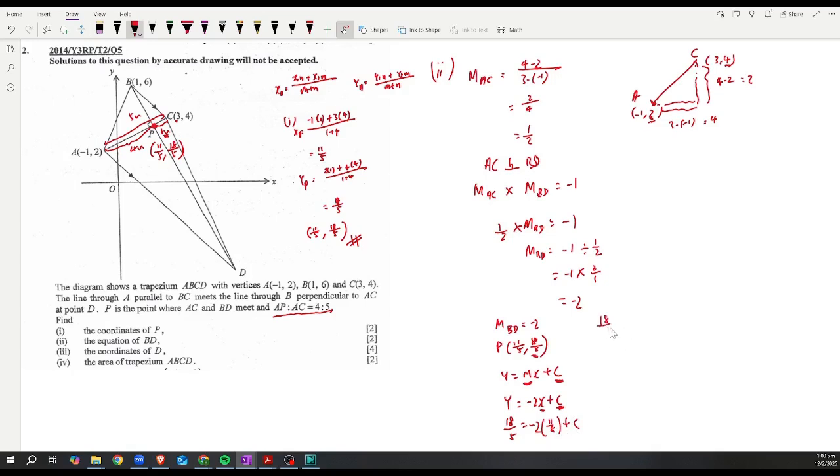So 18/5 equals negative 22/5 plus c. We can add 22/5 on both sides. That will be our value of c. So c is just 40/5, which is 8. Then we substitute back into this equation, that's our only unknown left. So y equals negative 2x plus 8. This will be the answer.